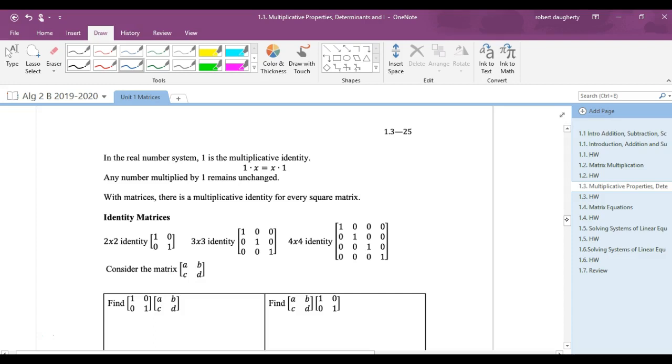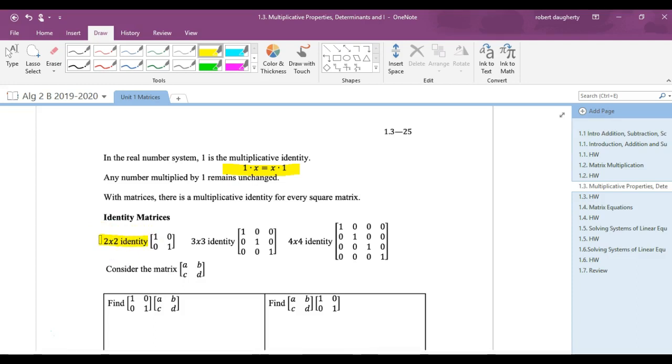So we talked about this a minute ago in that example we had earlier, but if these are real numbers, 1 times x is equal to x times 1. That's the multiplicative identity. It means when you multiply something by 1, it stays the same. With matrices, there is a multiplicative identity for every square matrix. We saw this a moment ago. In a 2 by 2 matrix, this is the identity. You put 1s on the diagonal, 0s everywhere else.